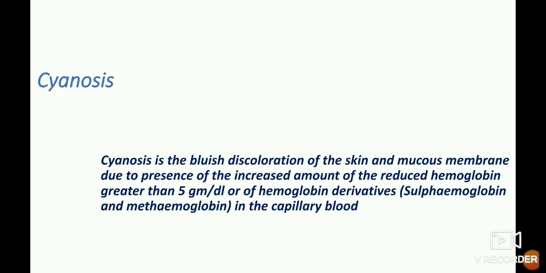Hi, today we are going to discuss cyanosis. Now, what is cyanosis? Cyanosis is the bluish discoloration of the skin and mucous membrane due to presence of increased amount of reduced hemoglobin greater than 5 gram per deciliter, or of hemoglobin derivatives such as sulfhemoglobin and methemoglobin in the capillary blood.